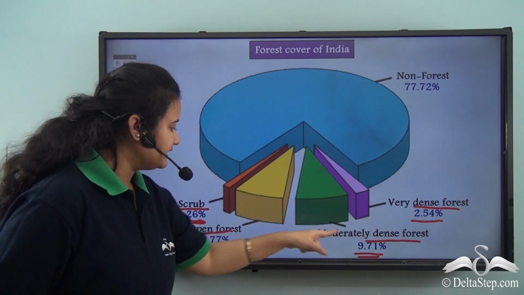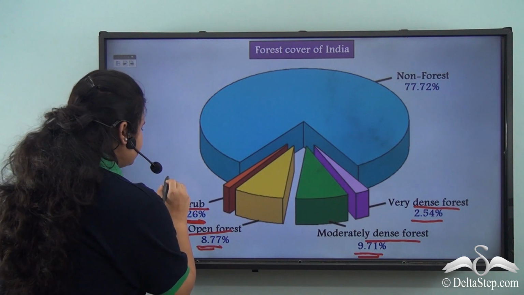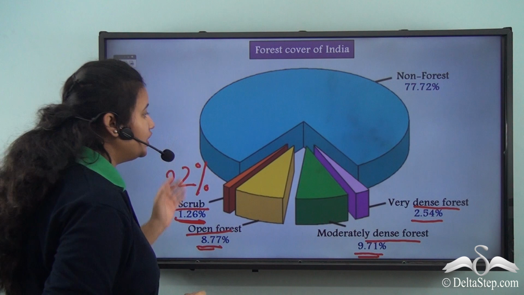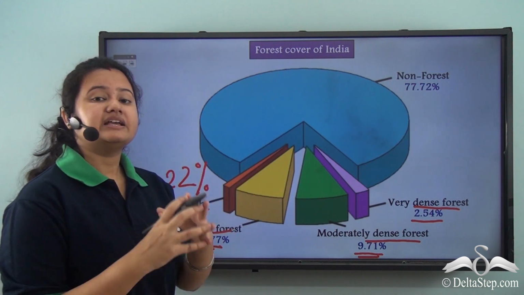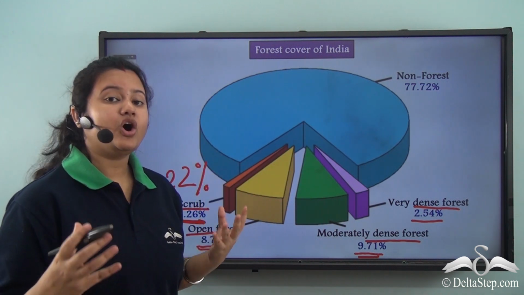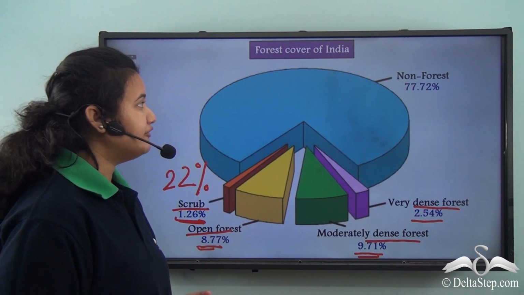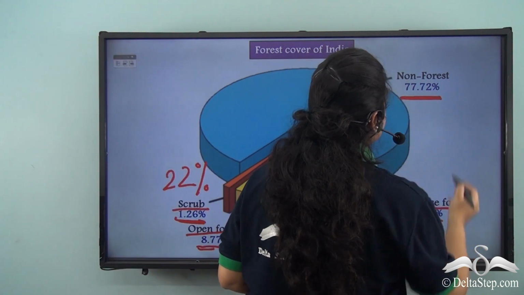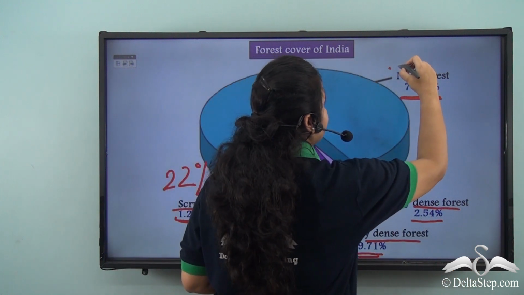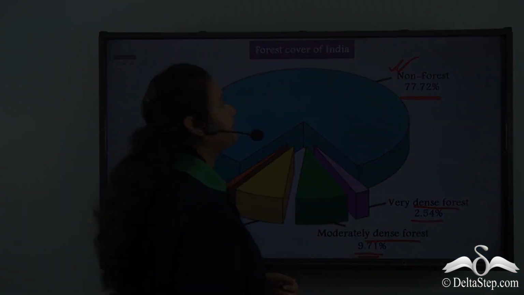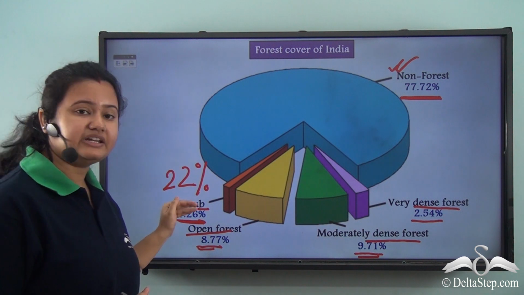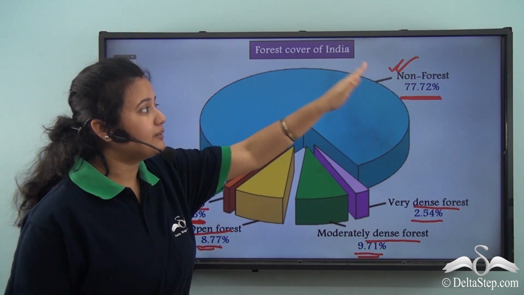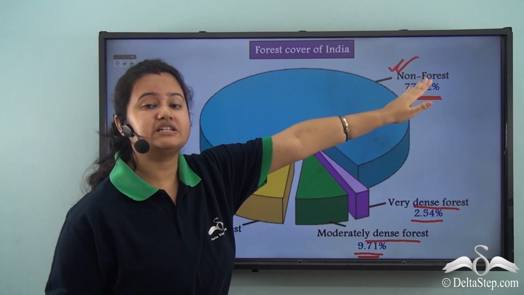Now, if we add these figures, then we will get that approximately 22% of the total land area is covered by green or forest. However, the remaining 77% is the non-forested area. So here we find that the green cover or the forested area is quite less compared to the non-forested area.